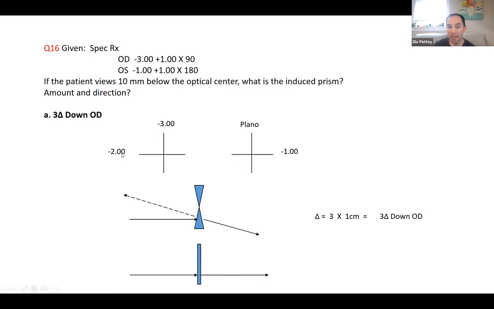But it would be base out in both cases. And then we just take the difference. A 2 prism diopter minus 1 prism diopter means that they would have 1 prism diopter base out in the right eye induced by that lens system. Wonderful. Thank you.